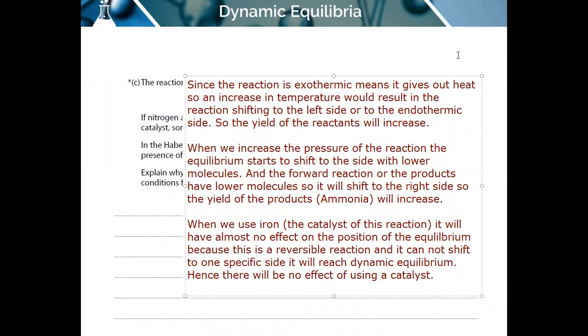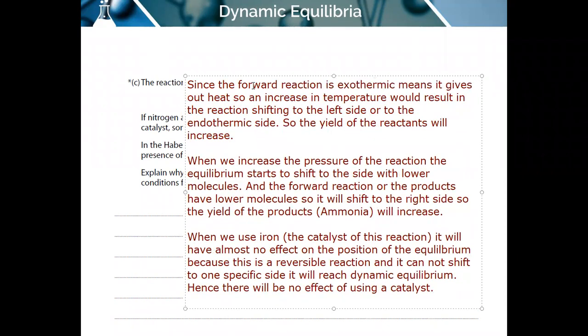Since the forward reaction is exothermic, meaning it gives out heat, make sure you always specify which reaction you're talking about. An increase in temperature would result in the reaction shifting to the left side, to the endothermic side. So the yield of reactants will increase, and the yield of ammonia will decrease.